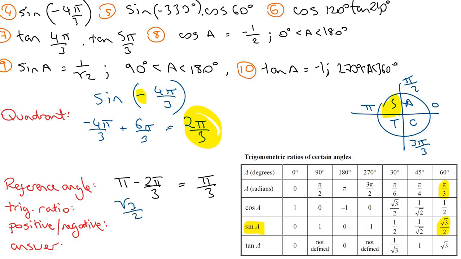Well, because 2 pi over 3 is in quadrant 2, sine values are positive in quadrant 2. So our answer is just root 3 divided by 2.